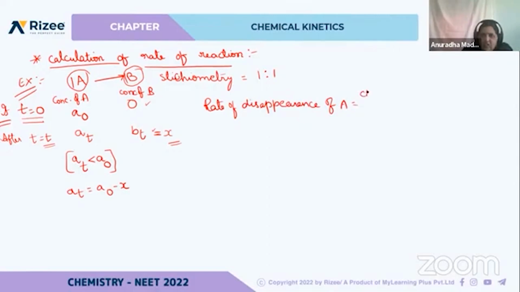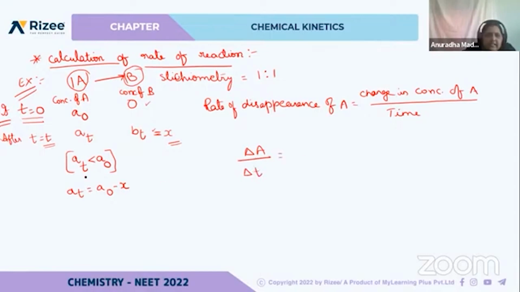Rate of disappearance of A is change in concentration of A with respect to time. That is our definition only. Rate of disappearance of A is equal to change in concentration of A by time. So let's substitute this one. What is the change in concentration of A? That is change delta A by change in time delta T.